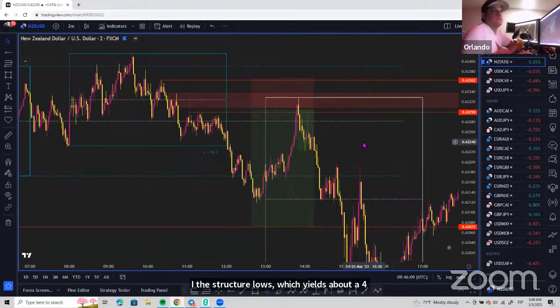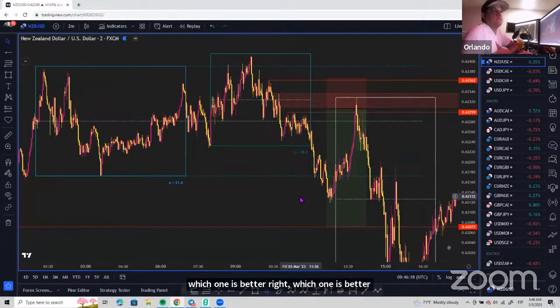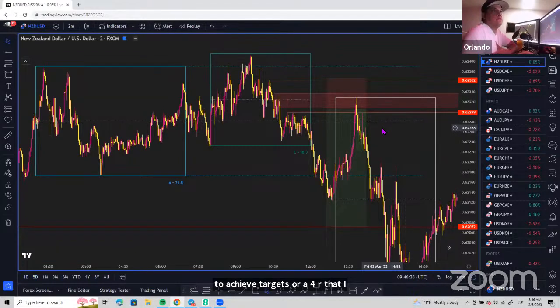So, which one is better? A 2R that is never going to achieve targets, or a 4R that, if you're new to this, you might think is a little bit gambly. But I understand that, because it was hard for me to change that chip in my mind.